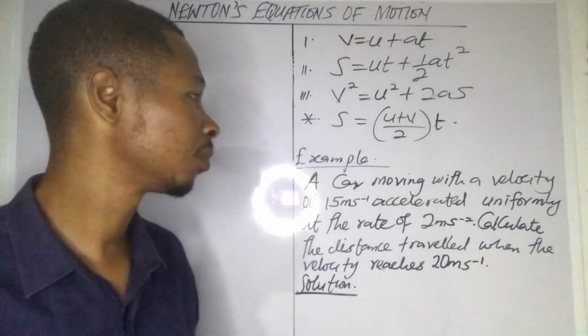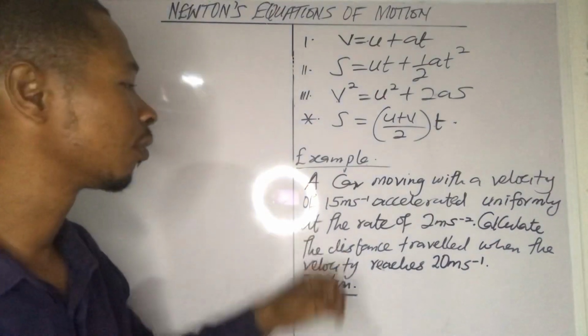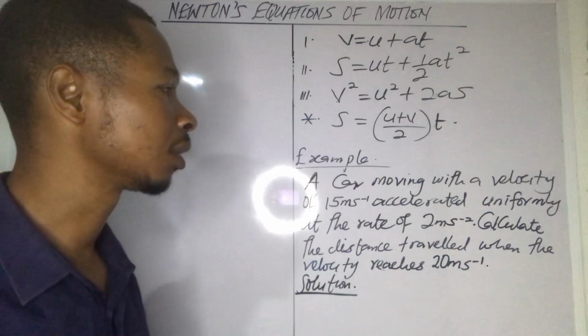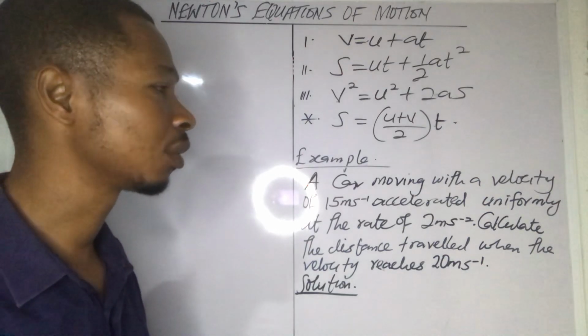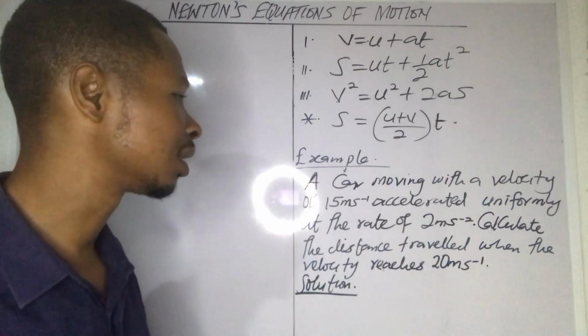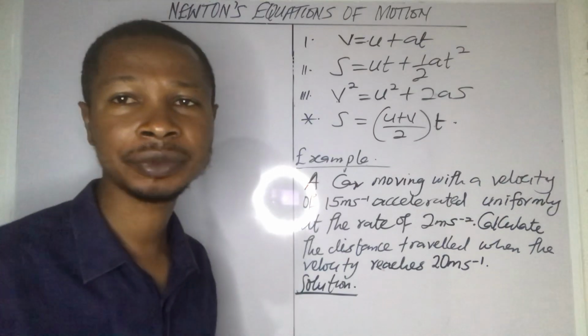Now, take for example, let's look at this question. A car moving with a velocity of 15 meters per second, accelerated uniformly at the rate of 2 meters per second squared. Calculate the distance traveled when the velocity reaches 20 meters per second.